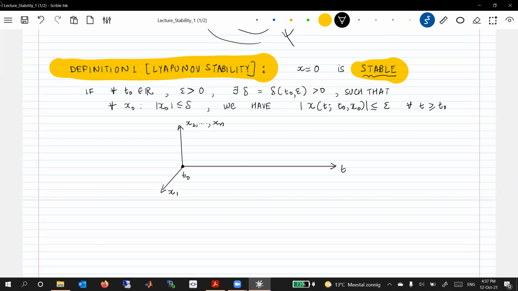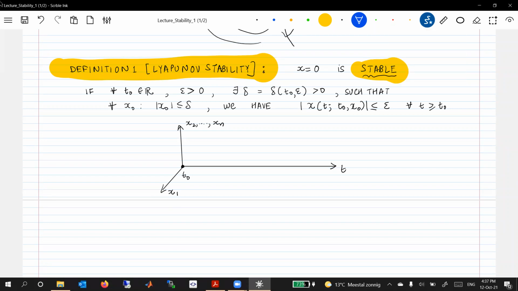So what we are saying is that in the phase space, for every initial time t naught, we can choose an initial point, and for every epsilon, which is a confinement radius in which we want our solutions to lie, no matter what epsilon, I will be able to tell you what is the radius in which you should release initial conditions such that they would always be contained in this epsilon ball.